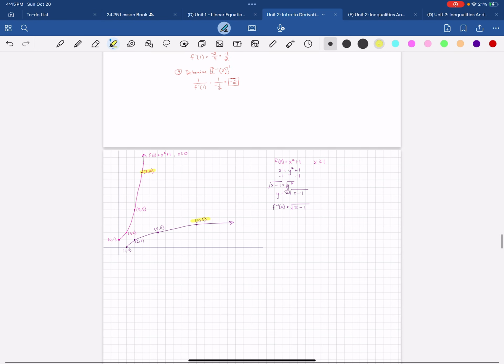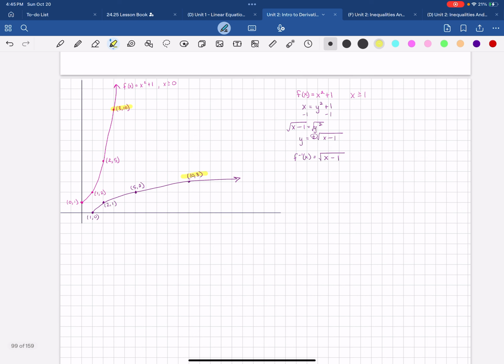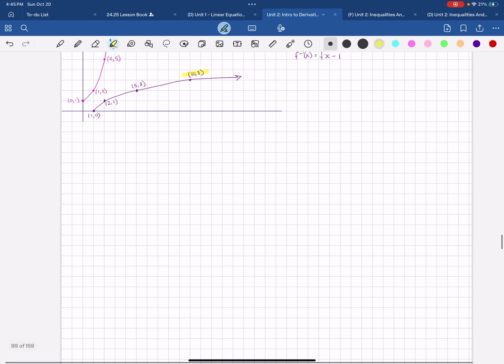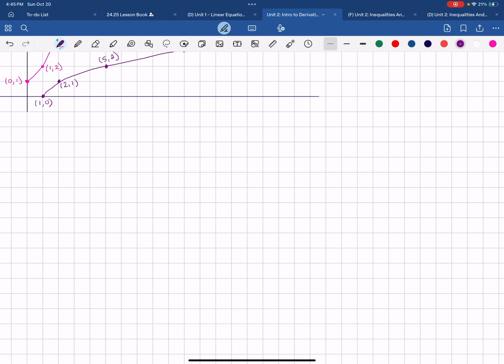So what we're going to take a look at now is we're going to find the derivative of f of x and the derivative of f inverse of x, and look at what those derivatives are and maybe what relationship might exist. So let's take a look. We have f of x equal to x squared plus 1, and we have f inverse of x equal to the square root of x minus 1.